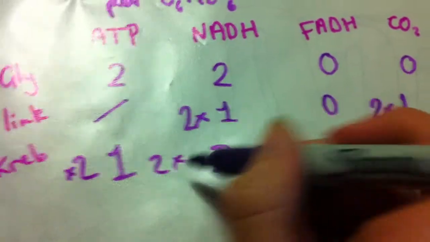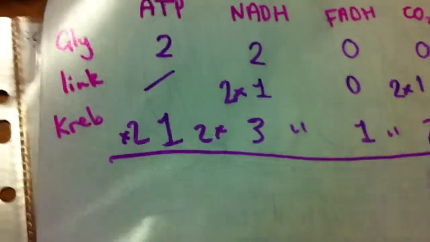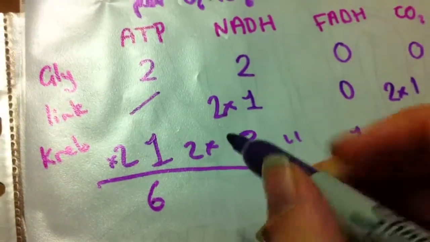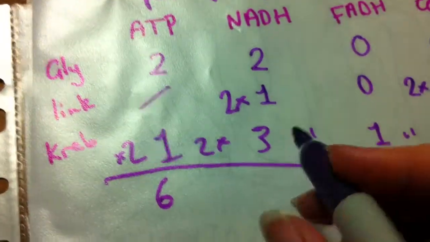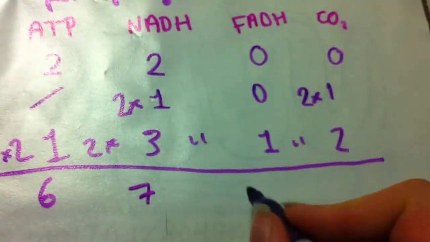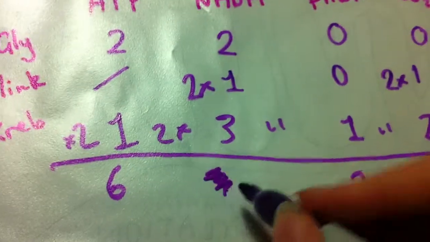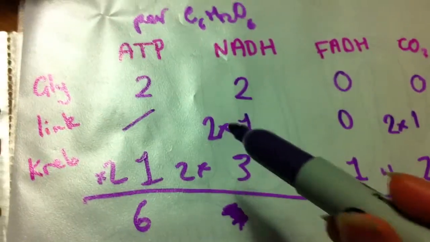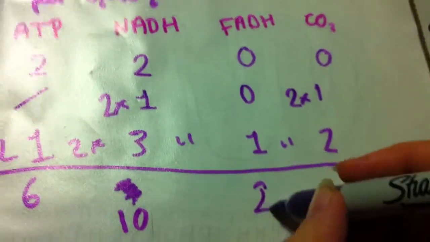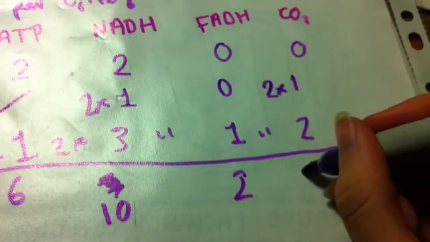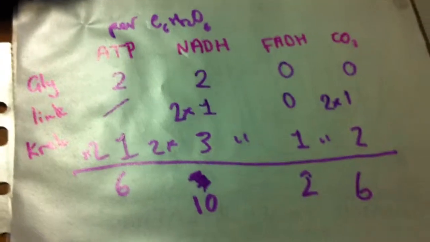Just do the same. So overall, per molecule of glucose, we've got 1, 2, 3, 4, 5, 6 ATPs, and then NADH. No, that's wrong. Pardon me. So you get 2 times 3, which is 6, 7, 8, 9, you have 10 NADH. I've got to times it by 2. Then you have 2 FADH, and you have times that by 2 as well. I should have written that. 4 add 2 is 6 CO2. So this is per glucose molecule.